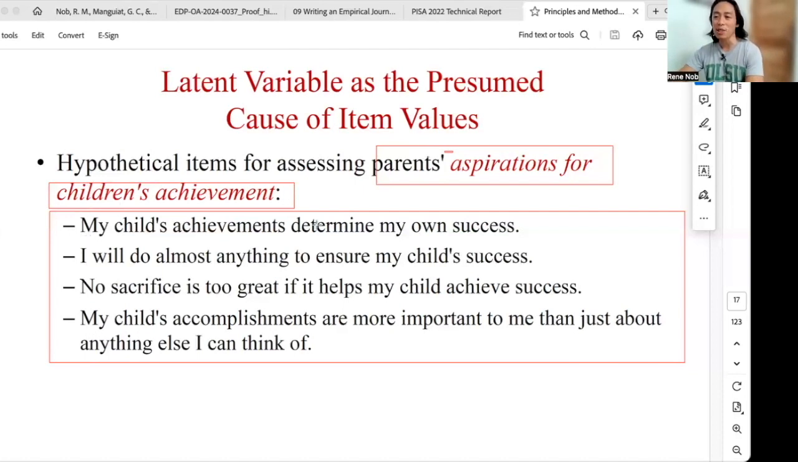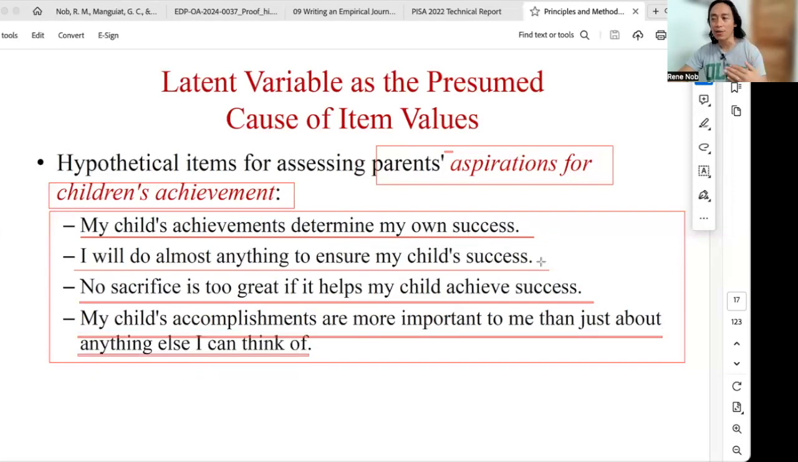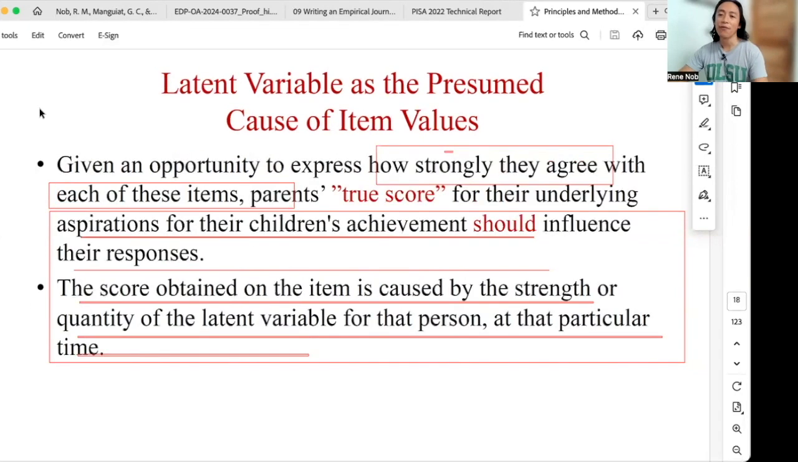My child's achievement determines my own success. I will do almost anything to ensure my child's success. No sacrifice is too great if it helps my child achieve success. My child's accomplishments are more important to me than just about anything else I can think of. The way we answer this, or our ratings for this, are the manifest variables that represent the latent variable, or that estimate the true score of the latent variable.